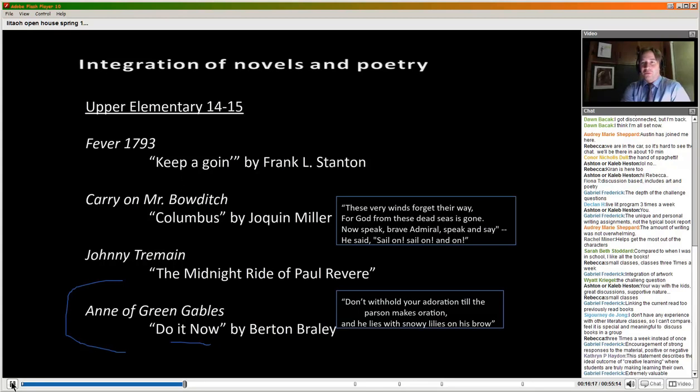The poem that we did was called Do It Now. And this is just one quick line from the poem. It's a poem about praising somebody, showing them that you care, and the value of doing so immediately. Don't withhold your adoration till the parson makes oration, and he lies with snowy lilies on his brow. Now, that's a very poetic way of saying, don't tell him how much you like him until he's dead. He's not going to matter. When he lies with snowy lilies on his brow.